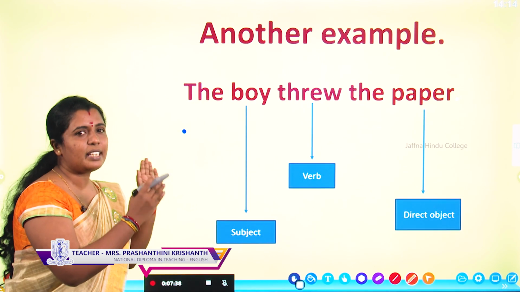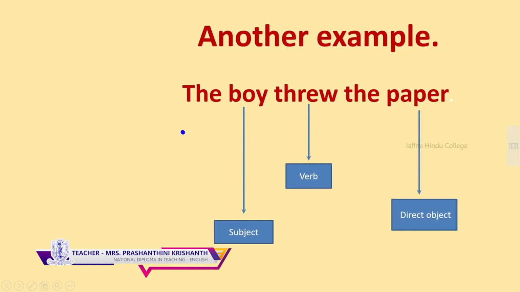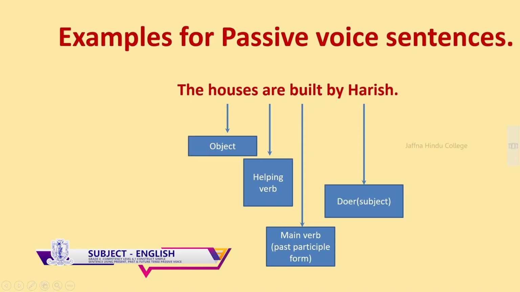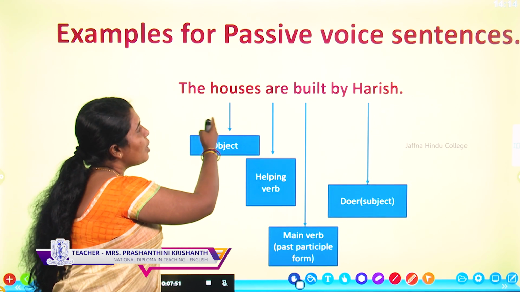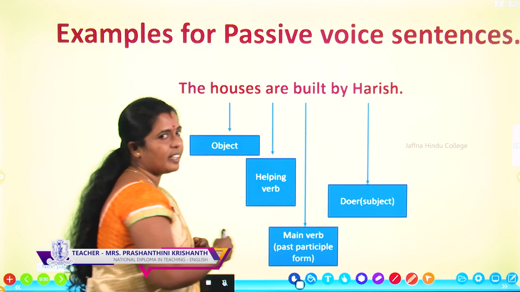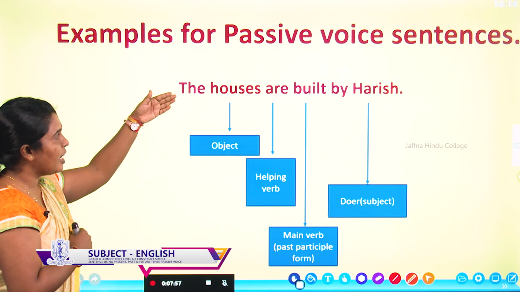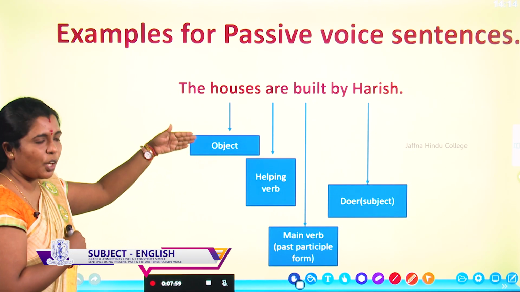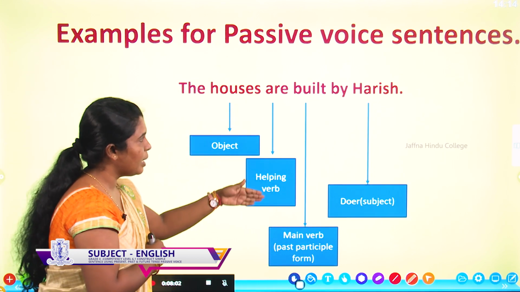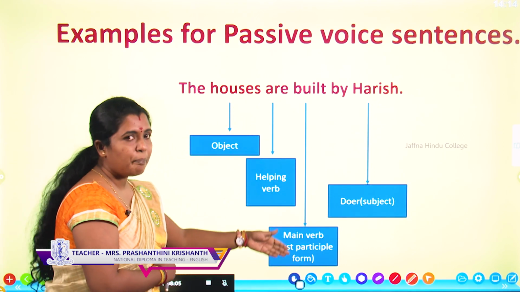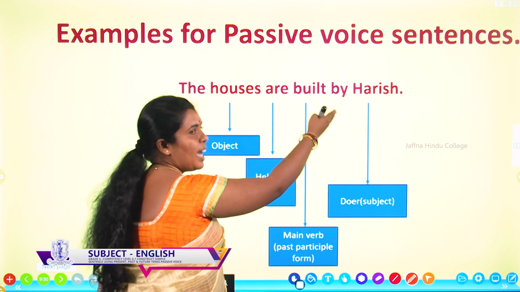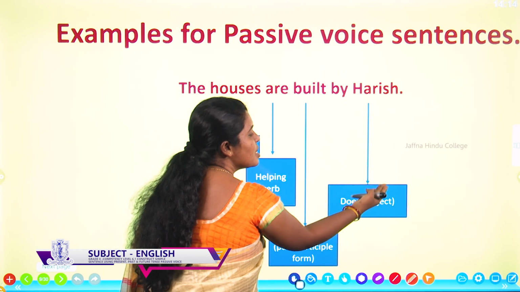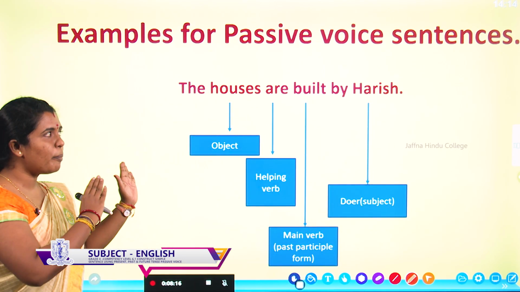So simply we can say it is an active voice sentence, right? Now we can see the examples for passive voice sentences. See the difference between that sentence and this one. The houses are built by Harish, right? So see here, the houses is the object, are helping verb, built is the main verb, and by Harish, right? Who built the house? Harish. So Harish is the doer here. So subject.